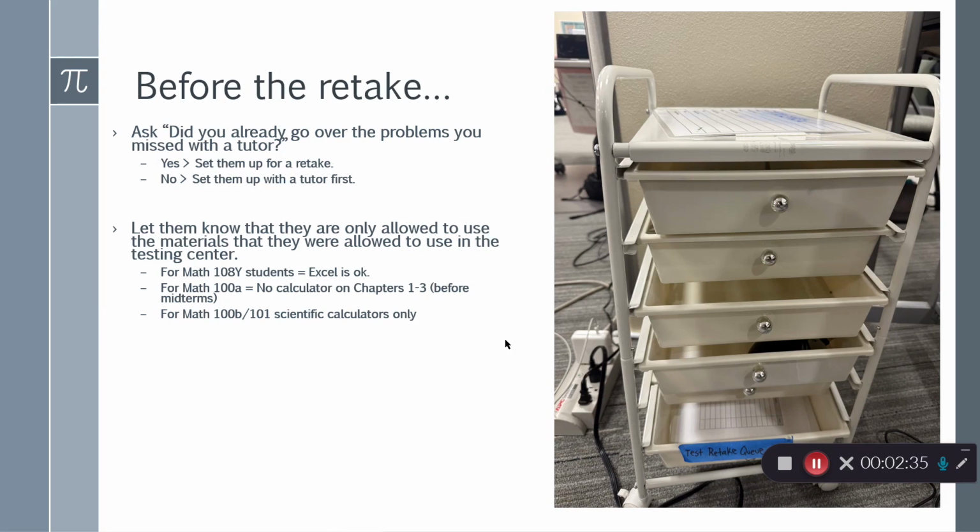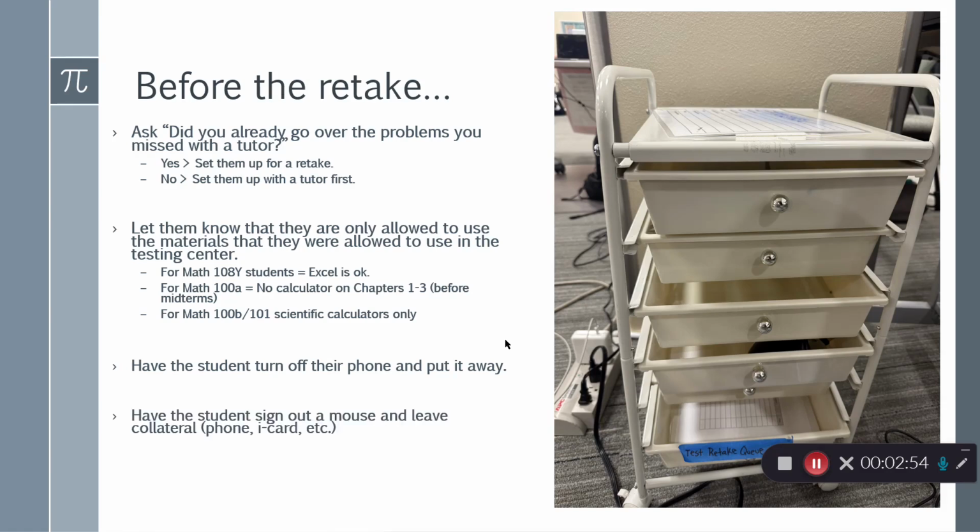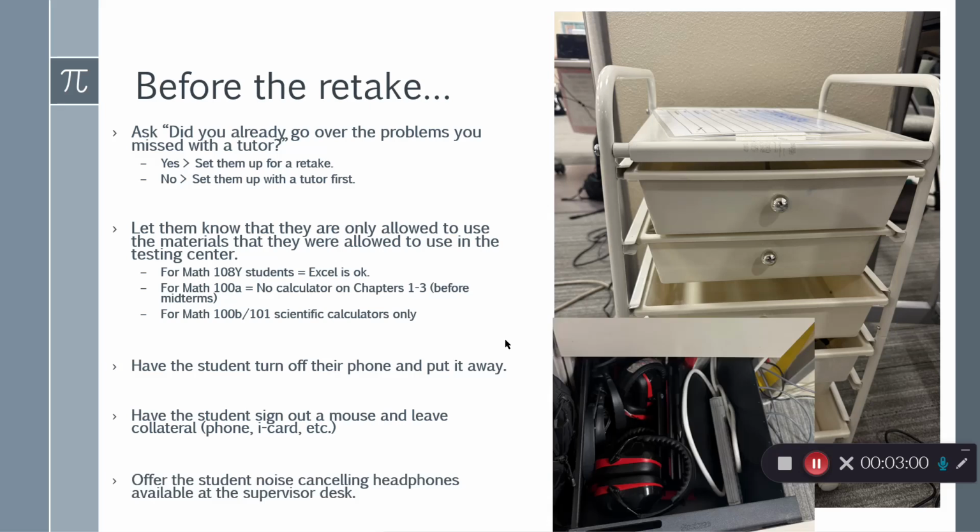Okay, so they're all set, they know what they can use, and then have them turn off their phone and put it away. Just in their backpack is fine, unless they're going to use it for collateral. They need to check out a mouse from you for the computer that they're going to sit at, so computer 1, 2, 3, or 4. Have them sign out and leave their collateral, phone, iCard, etc. They're also going to need to leave some kind of collateral for the noise-canceling headphones, but it can be the same collateral.